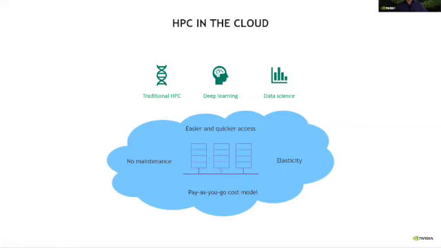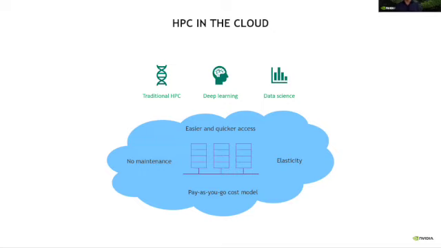HPC in the cloud is an emerging trend that provides an alternative to traditional supercomputers for getting access to HPC resources. And it has some interesting advantages compared to traditional supercomputers, such as easier and quicker access to HPC resources. You don't have to go through the process of getting access to a supercomputer that is usually not a straightforward process, and it's not easy, and certainly not possible for everyone. And with HPC in the cloud, you don't have to worry about any maintenance costs, anything related to maintaining a supercomputer, which can be quite challenging.